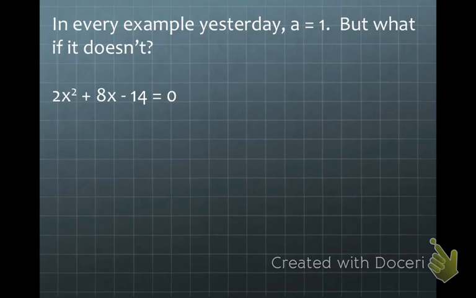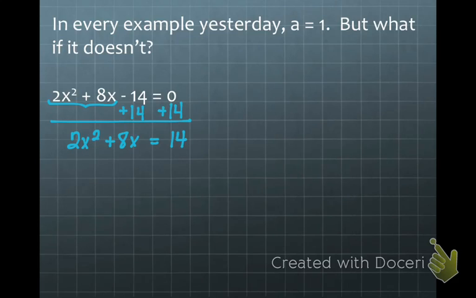The first step is still to get our x squared plus x piece by itself. So the first thing I need to do is add 14 to both sides. I need to move it over to the other side. So I get 2x squared plus 8x equals 14.